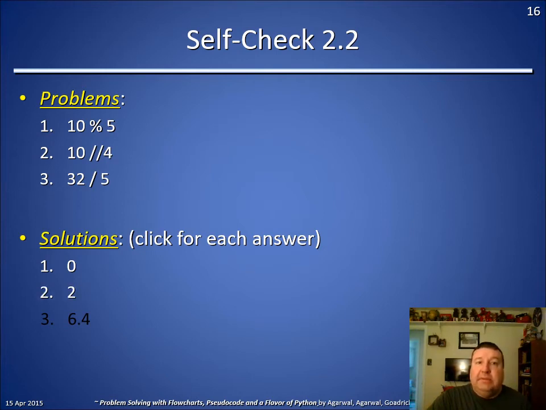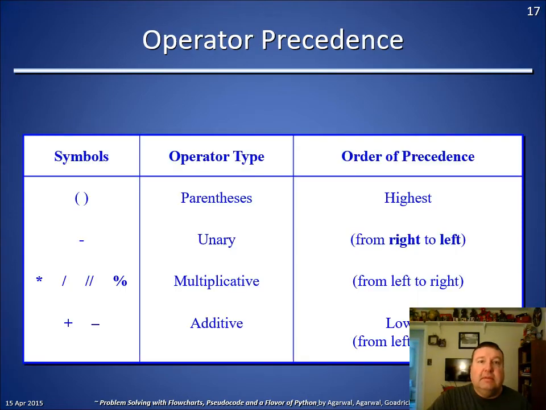10 integer division 4 is going to give you 2. If you were dividing, it'd give you 2.5. Excuse me. You chop off the decimal place. And finally, 32 divided by 5, you're going to give the whole number 6, instead of 6.4 with the decimal place.